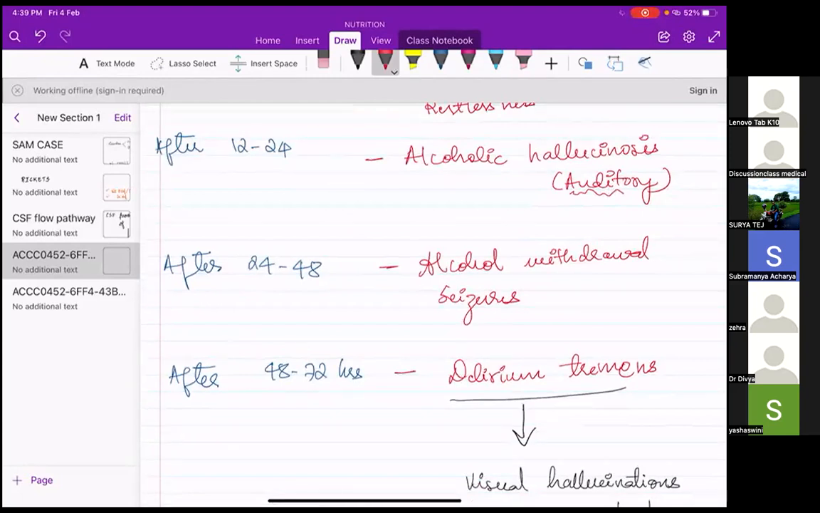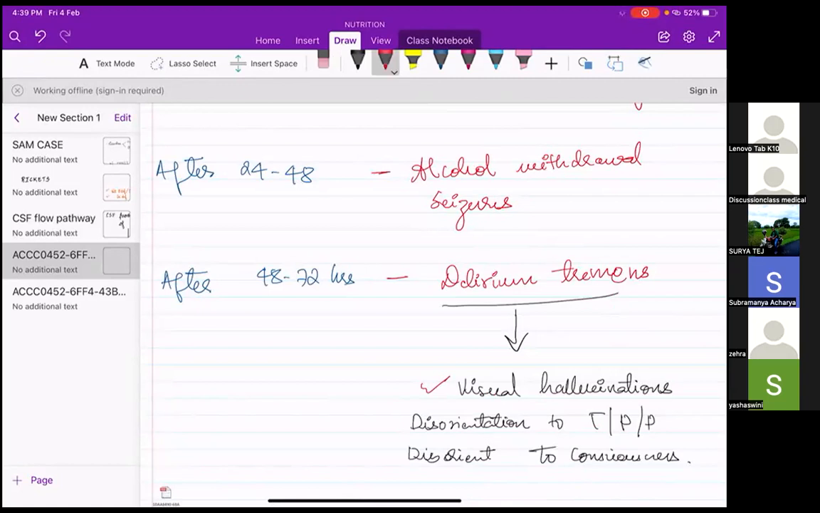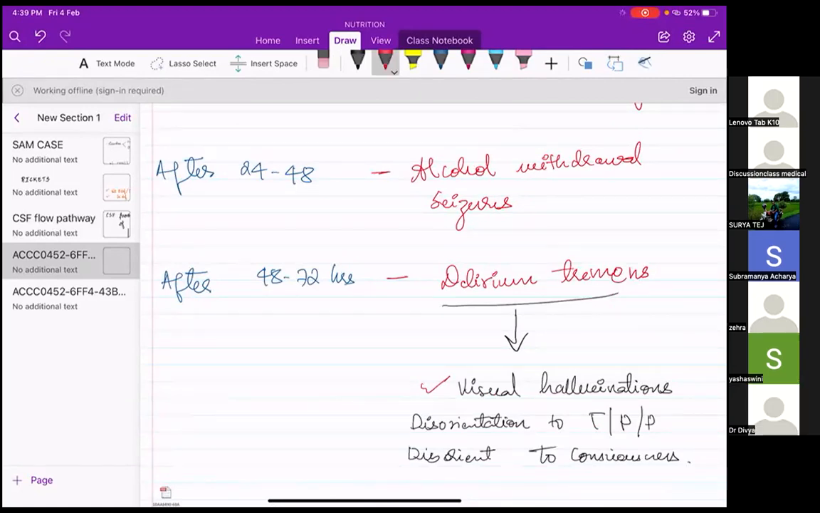So what is this delirium tremens? What all will I present with if I say delirium tremens? It will include visual hallucinations, disorientation to time, place, and person, and disorientation to consciousness, that is, lack of consciousness. So delirium tremens is visual hallucinations, disorientation, and lack of consciousness.